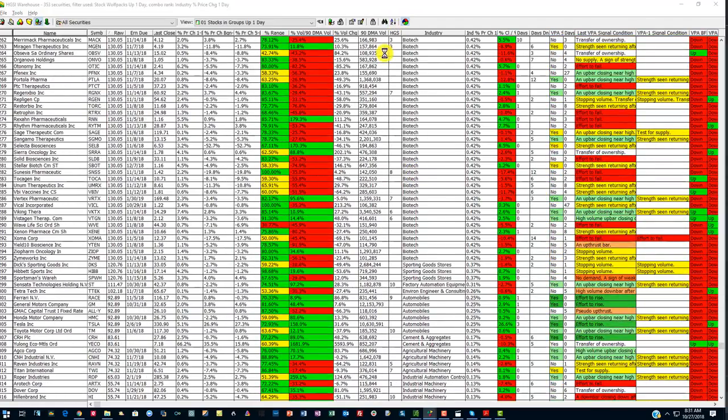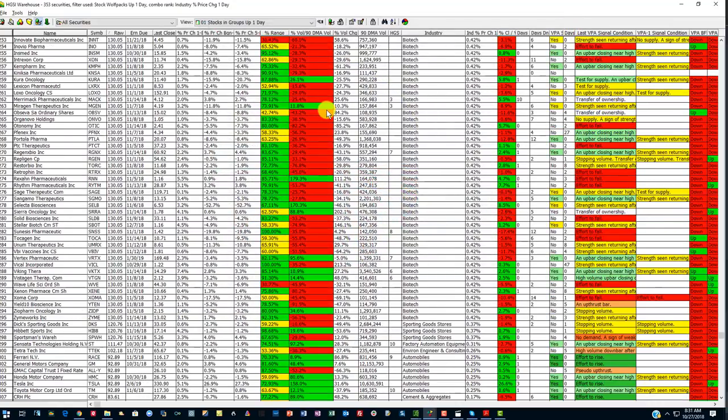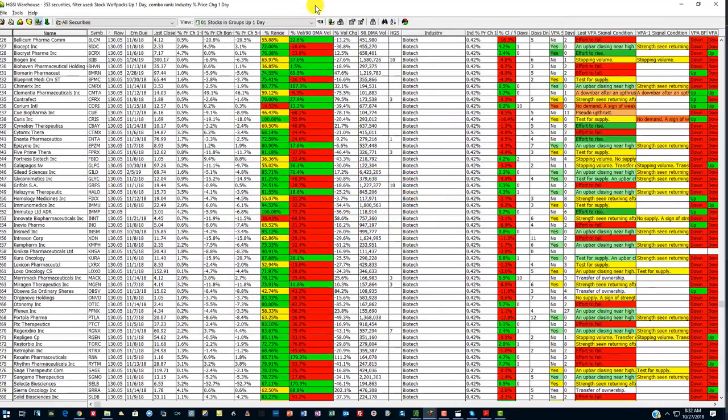If I bring up the spectrum analyzer, you can see that there were 38 groups, if you look right here, that were actually up on Friday. And the stocks, like I said, within these groups also had to be up.